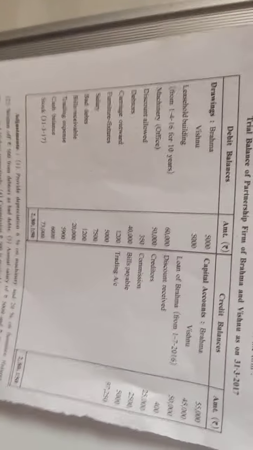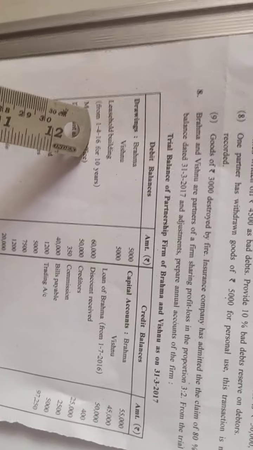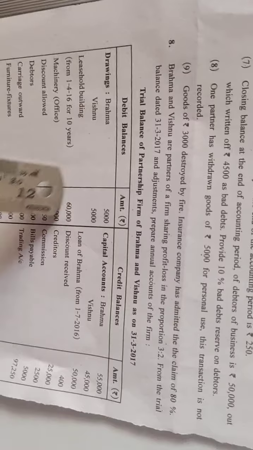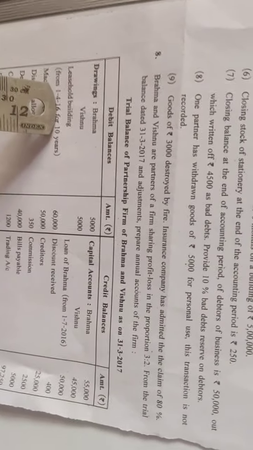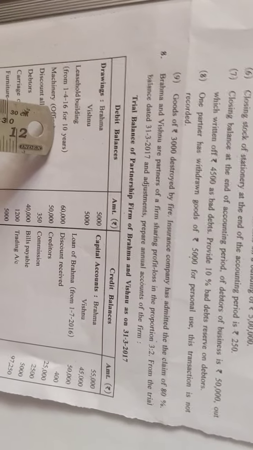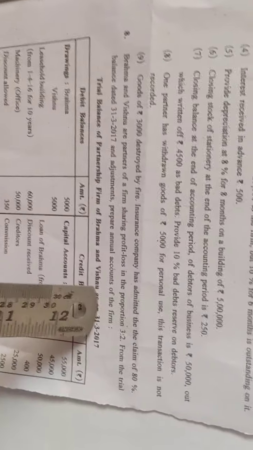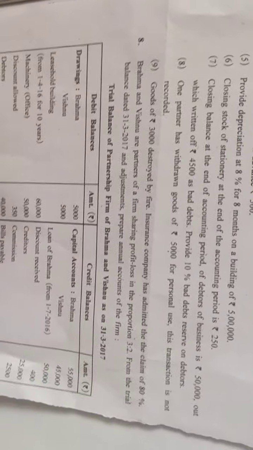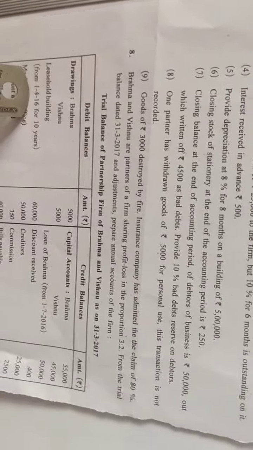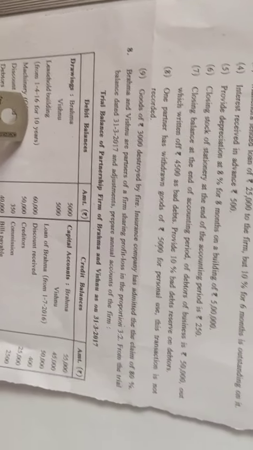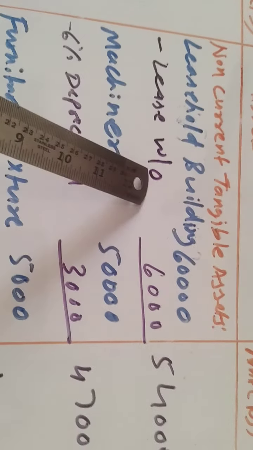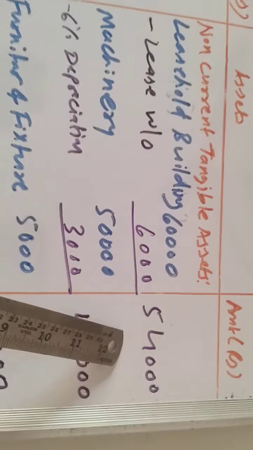There are two adjustments. One is regarding leasehold building. Leasehold building is given as 60,000, but what is given? That it is from 1/4/16 for 10 years. We are making final accounts on 31/3/2017. That is, for the current year it is from the beginning, but the total amount 60,000 is for 10 years. So the total amount 60,000 will be divided by 10. Each year 6,000 rupees we will have to write off. So lease write off of rupees 6,000, 54,000.